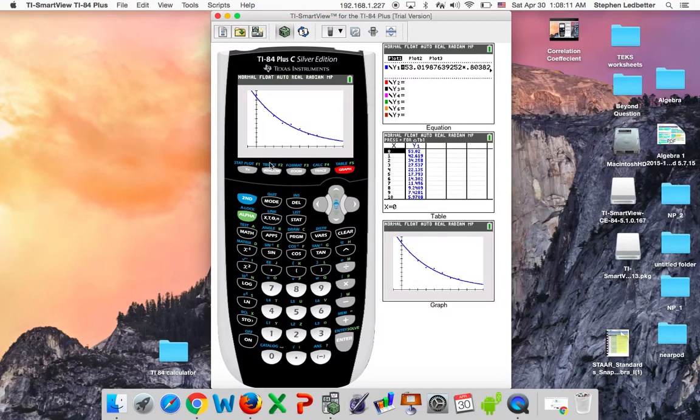Alright, so right there we have found the exponential function. We found the equation. The equation's right here. It's in our Y equals, and there it is. A table, we can see data tables, and we can see how it's graphed.